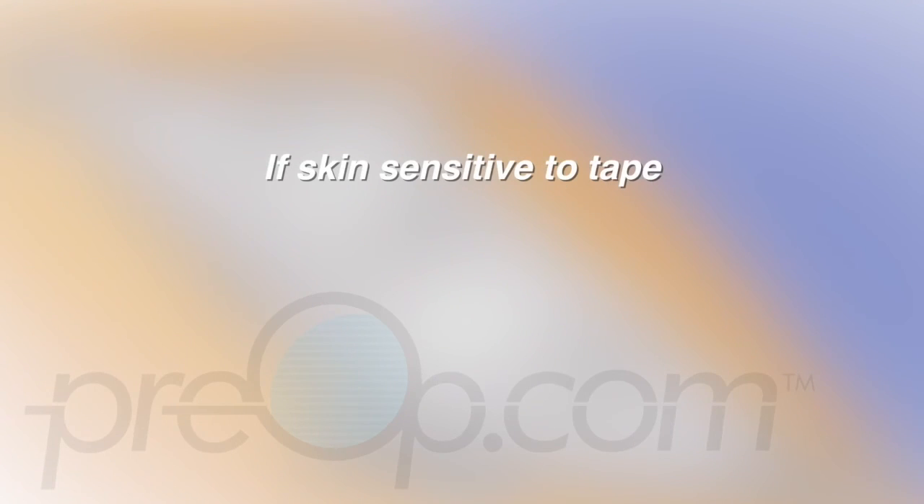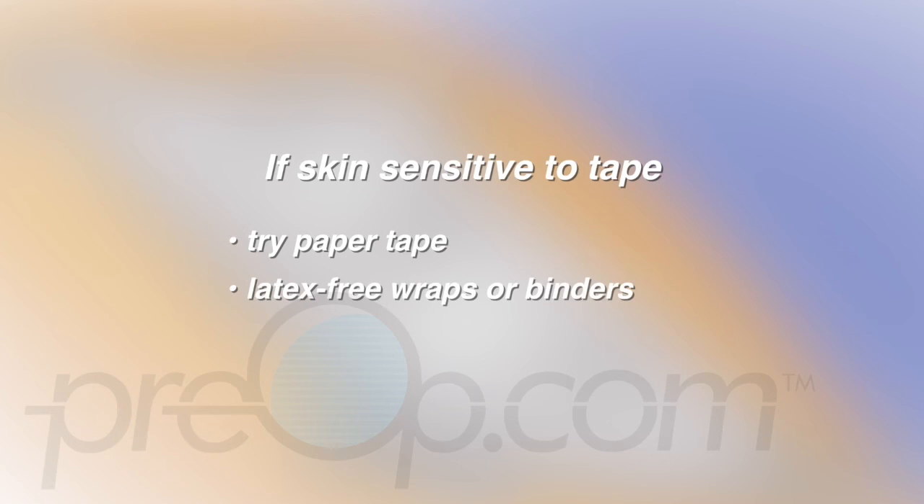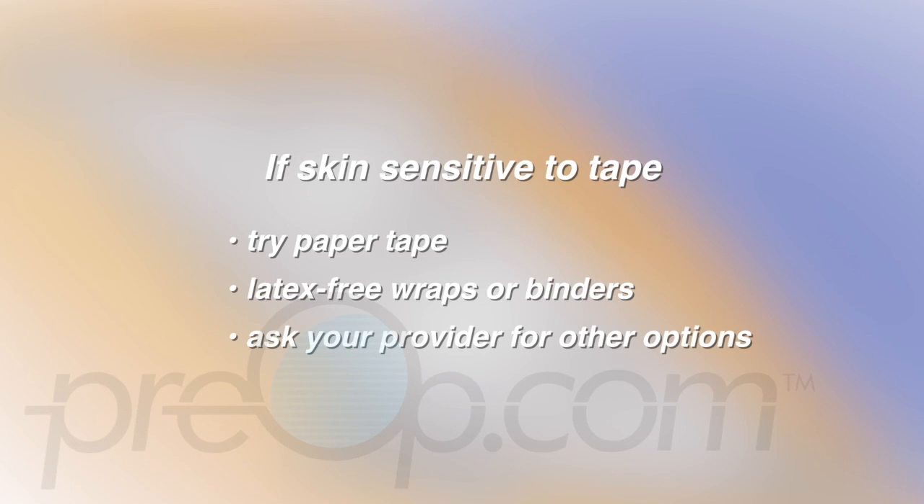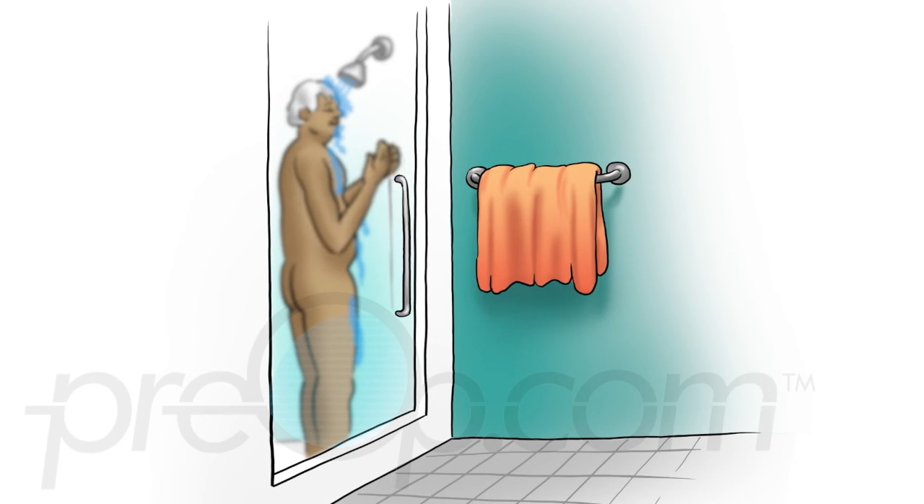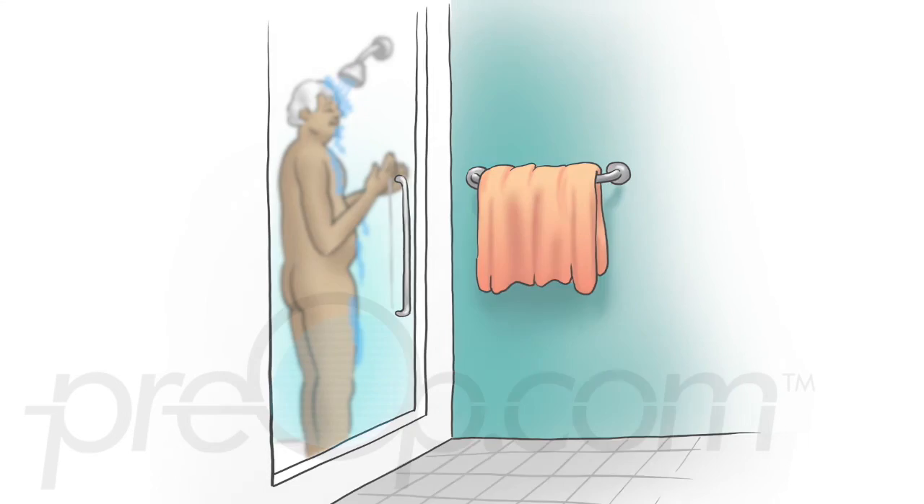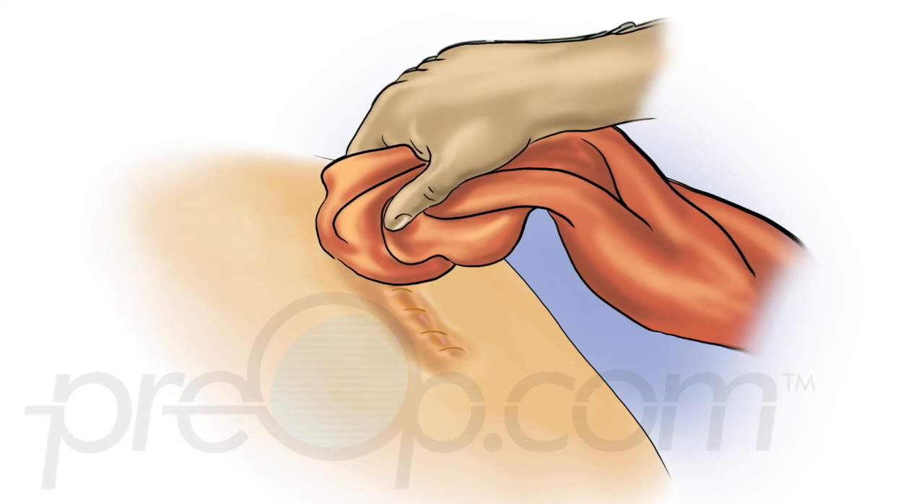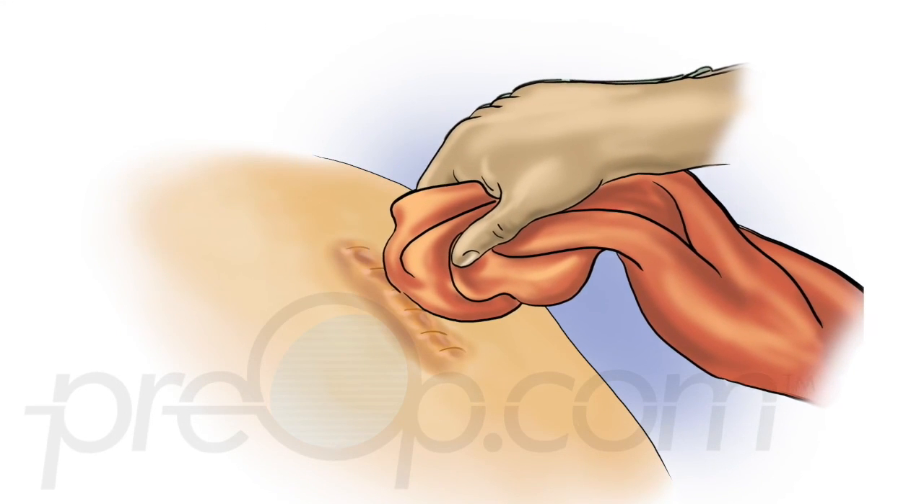If your skin is sensitive to tape, try paper tape. Latex-free wraps or binders can also be used to hold dressings in place. Ask your care provider for other options if this is a problem. If you are allowed to clean your incision when you shower, gently wash using the liquid soap. Rinse well with clean water. Then pat dry with a clean, dry towel.